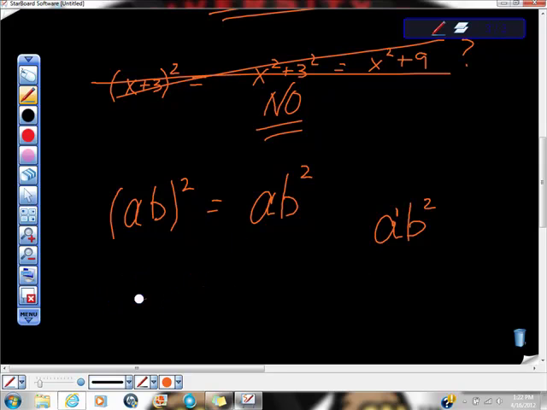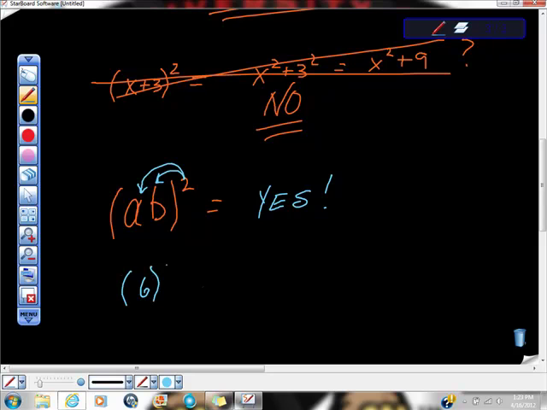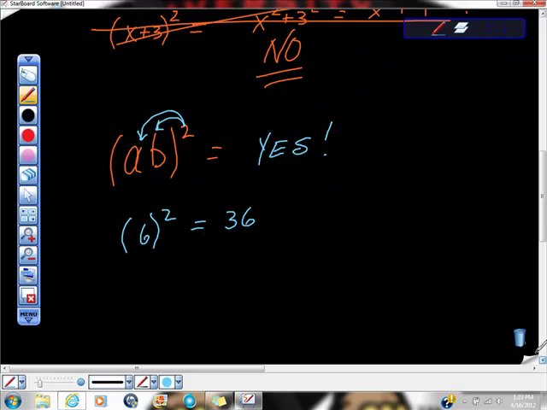So the next question goes to this. If this part is not true, then can you distribute exponents over multiplication? Are you allowed to do this? And the answer is yes. Let me show you a little bit of proof here. Take 6 squared if you don't mind. 6 squared is 36, isn't it? So I'm going to say that 2 times 3, this is a multiplication sign, 2 times 3 squared is equal to 36, right?